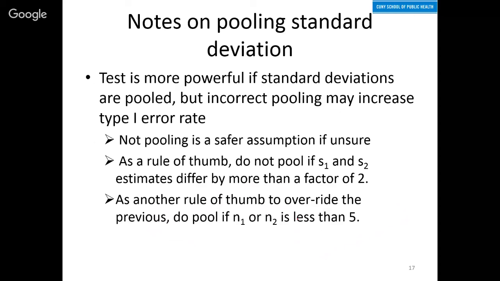But here's a rule of thumb, something maybe to think about. If your 2 estimates differ by more than a factor of 2, then that's pretty good evidence that you shouldn't pool. That said, if your sample size is only 3 in each group, it could vary that much just by sampling. And another rule of thumb to override the previous: if either of your sample sizes are less than 5, it's difficult to estimate the standard deviation, and it's better to pool the standard deviations.